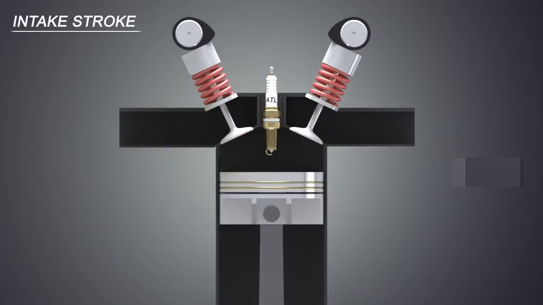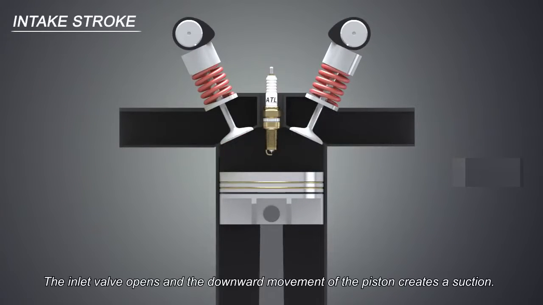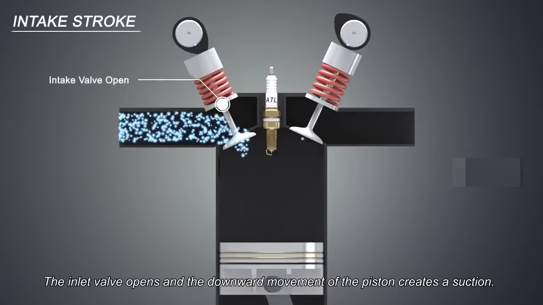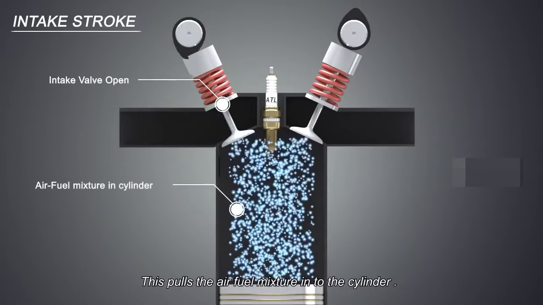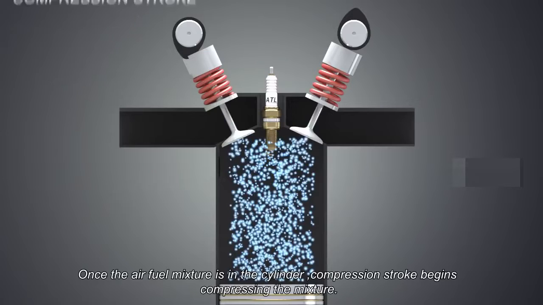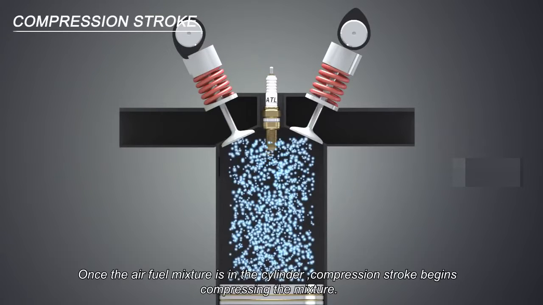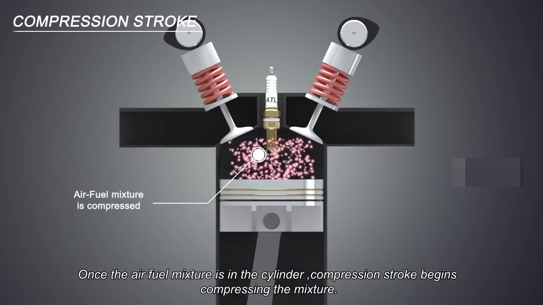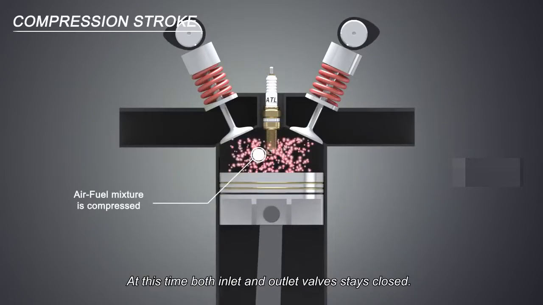The intake stroke. The inlet valve opens and the downward movement of the piston creates a suction. This pulls the air-fuel mixture into the cylinder. Once the air-fuel mixture is in the cylinder, compression stroke begins compressing the mixture. At this time both inlet and outlet valves stay closed.